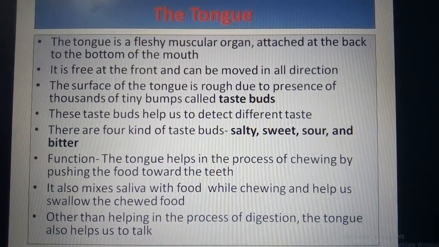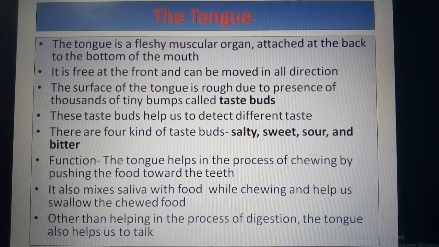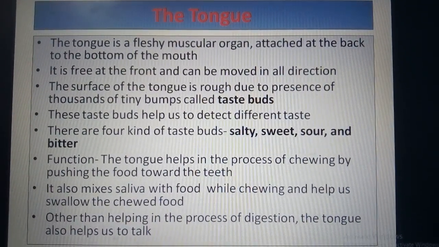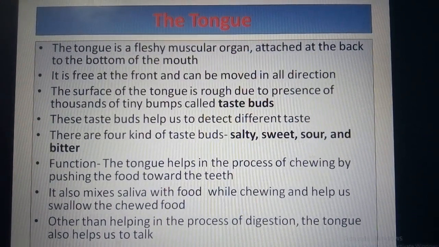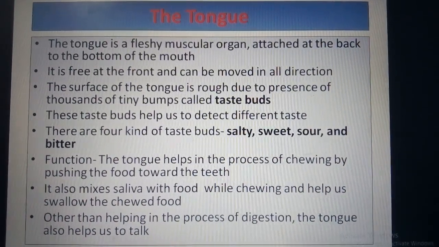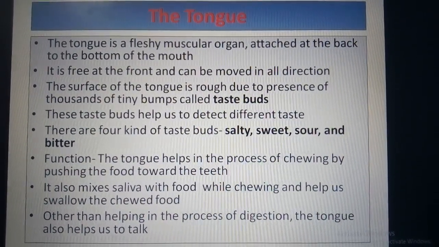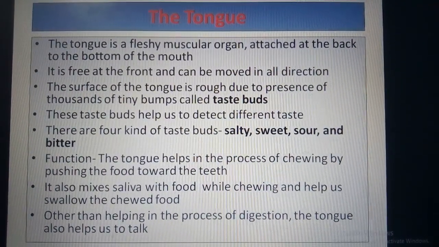So now you will study about the function of the tongue. The tongue helps in the process of chewing by pushing the food towards the teeth. It mixes saliva with food while chewing and helps us swallow the chewed food. Other than helping in the process of digestion, the tongue also helps us to talk.